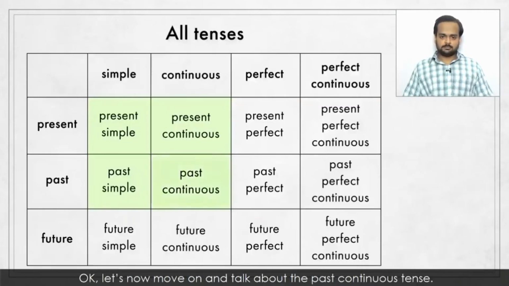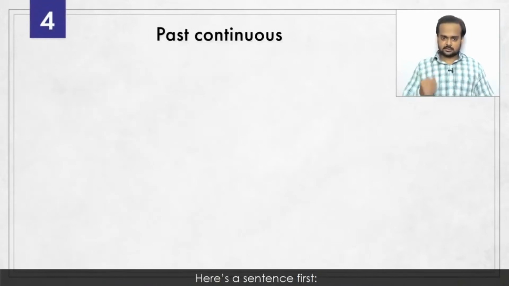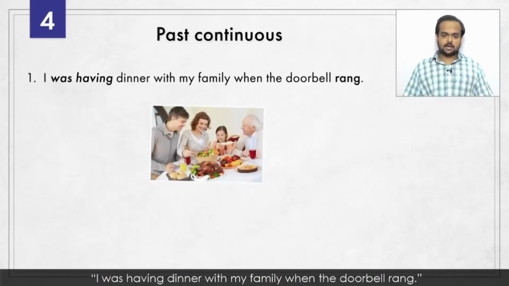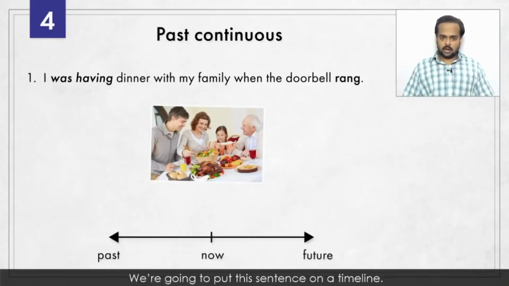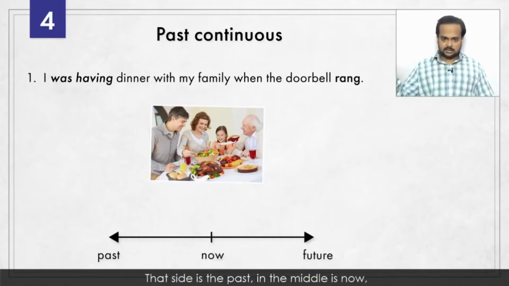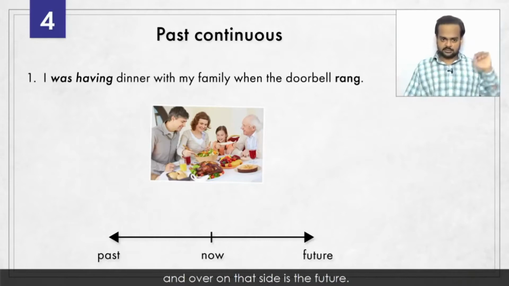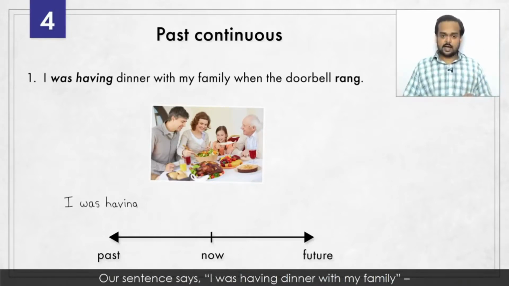Okay, let's now move on and talk about the past continuous tense. Here's a sentence first. I was having dinner with my family when the doorbell rang. We're going to put this sentence on a timeline. That side is the past, in the middle is now, and over on that side is the future. Our sentence says, I was having dinner with my family.